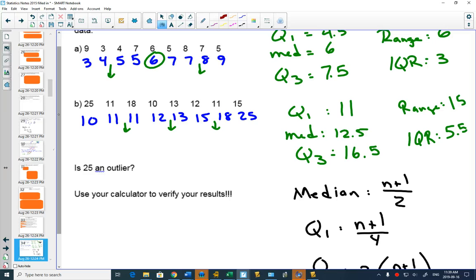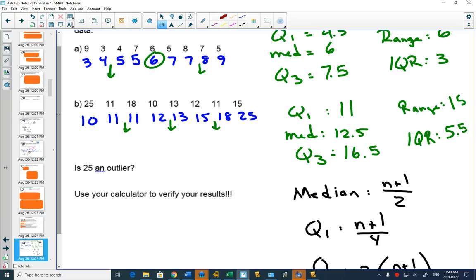Here we had 8 terms. 8 plus 1 divided by 2 is 4.5. Sure enough, we had to take the average of the 4th and 5th one. 8 plus 1 divided by 4, 9 divided by 4. I think I was maybe getting a little bit ahead of myself with my math. 9 divided by 4 is 2.25. 2.25 is between 2 and 3. We got quartile 1. 2.25 times 3 is 6.75. Between 6 and 7 was quartile 3.